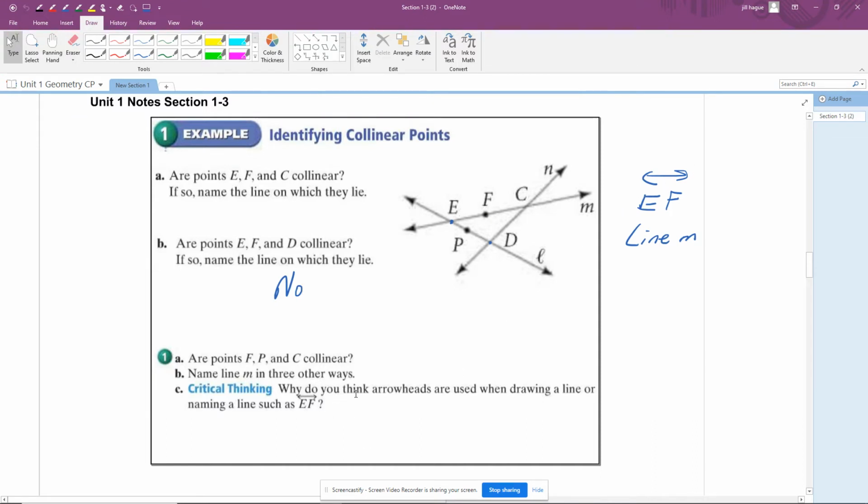Okay, and why do you think arrowheads are used when drawing a line or naming a line such as EF, right? That's just because we want to show that they go on forever. Lines do not end. So the arrows mean it goes on forever.